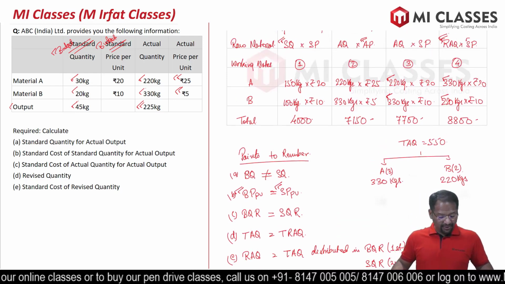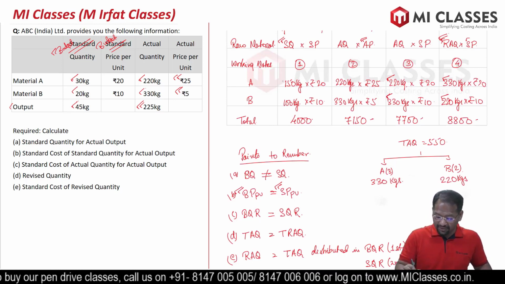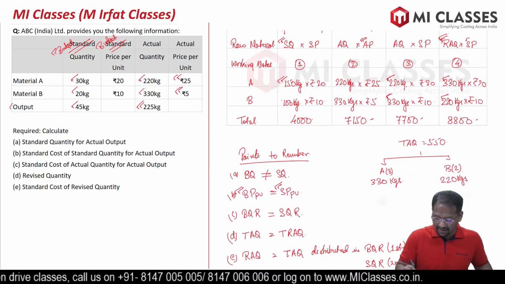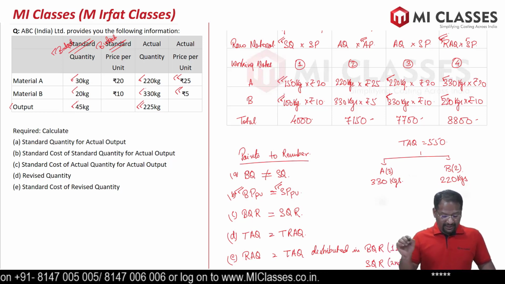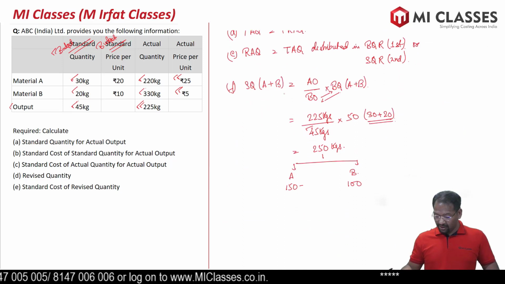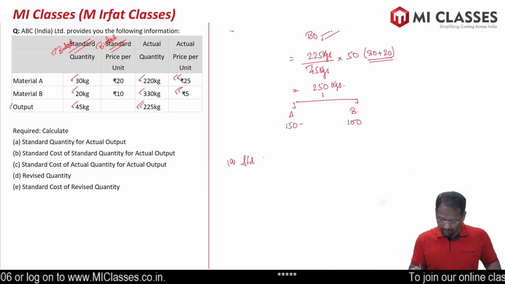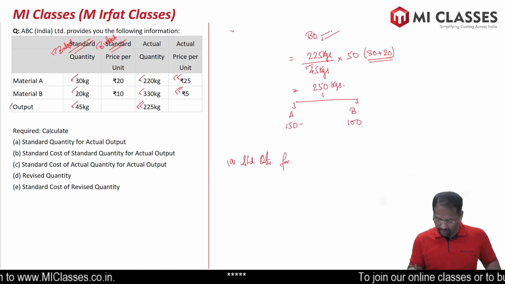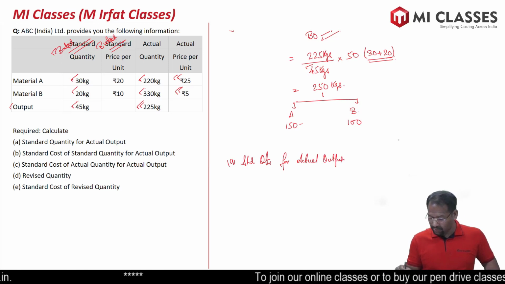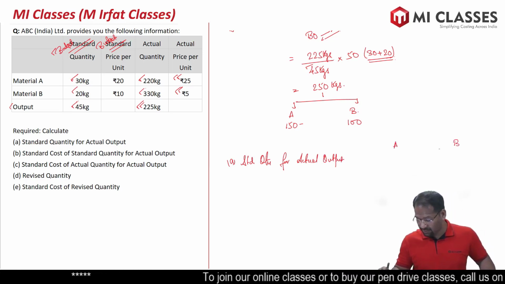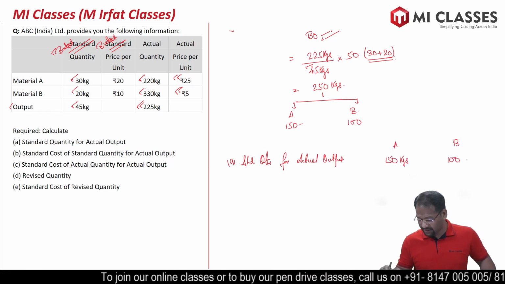Let's go on to the first one, standard quantity for actual output. We have got 150 and 100. So this is the answer for the first question. Let's write standard quantity for actual output, answer number A. For A we have got 150 and for B we have got 100 kgs.